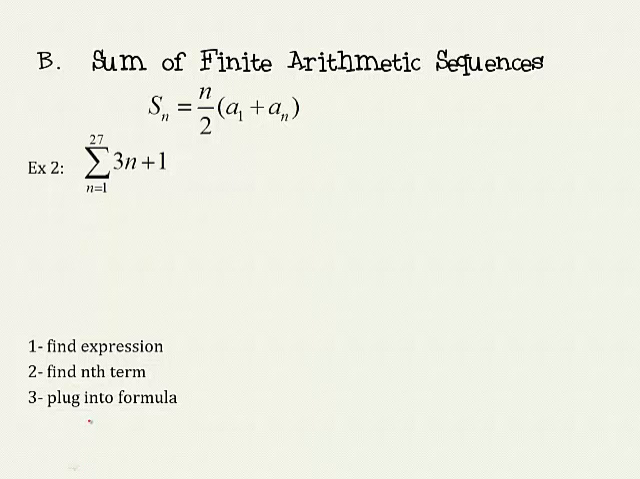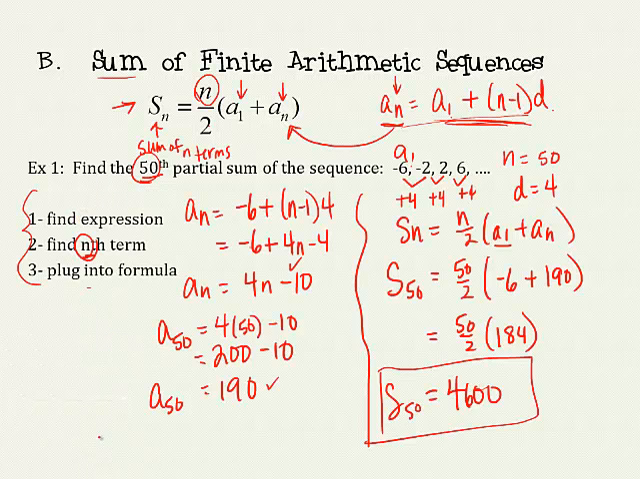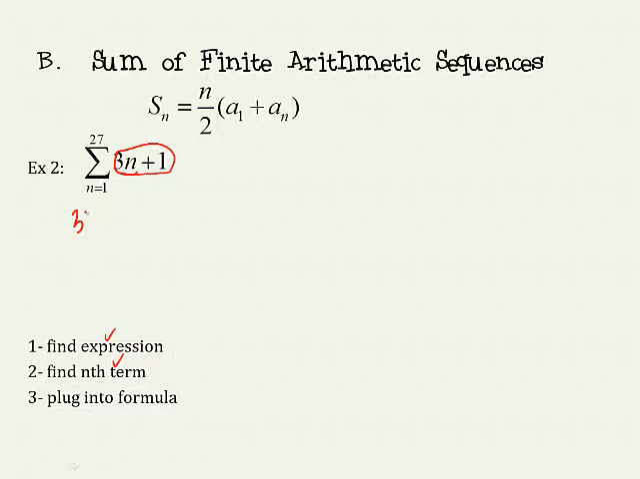What if they give it to you like this? The good news is you don't have to find the expression. Here's the expression; it's already done, so step 1 is done. To find the nth term, all I have to do is plug in the 27. So 3 times 27 plus 1 is 82. So a sub 27, the 27th term in the sequence, is 82.